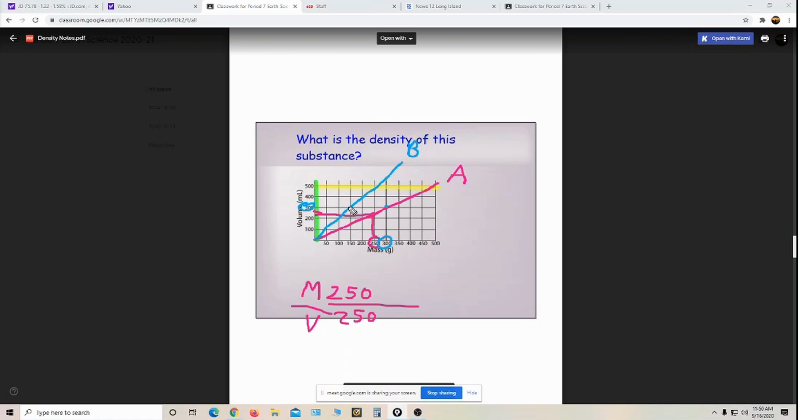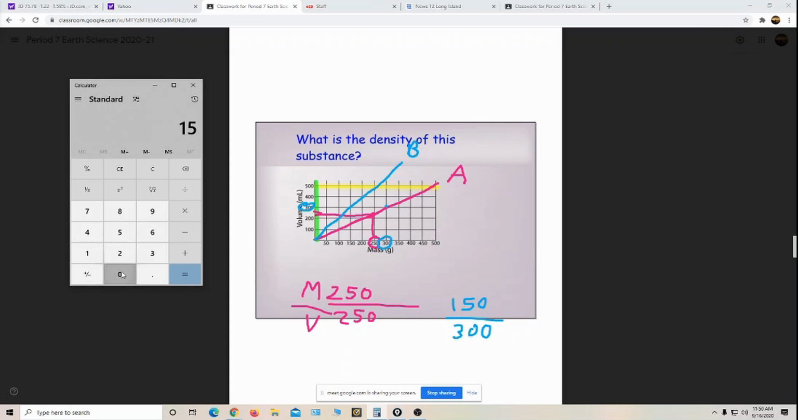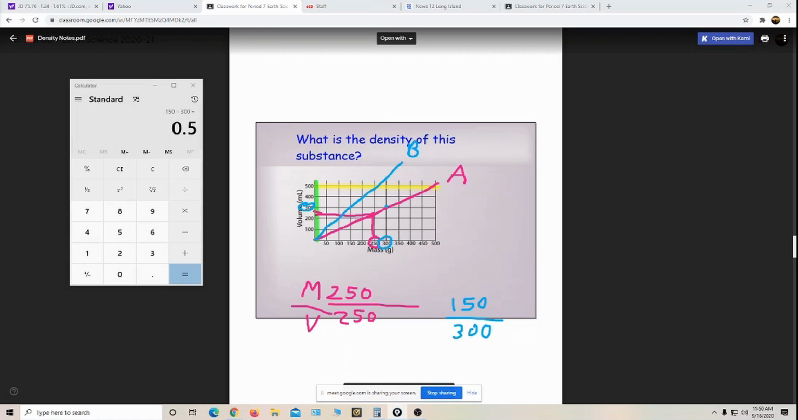This is 150 and 300. So it would be 150 over 300. Let me grab a calculator and show you. I know what it is, but I'm just showing you. So it would be 150 divided by 300 equals 0.5. So you plug those numbers into your calculator. You go over here. This one's 0.5, and this one's 1.